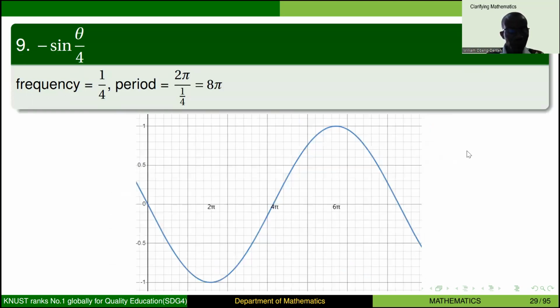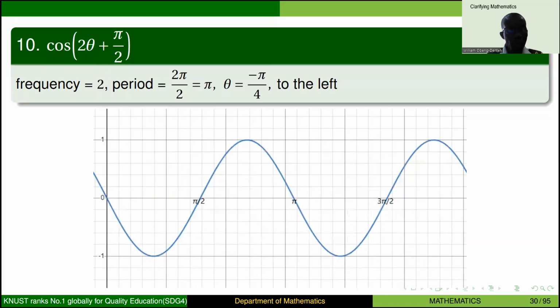That's fantastic. Now I want to sketch negative sine theta on 4. So our frequency will be 1 on 4, and the period will be 2 pi divided by 1 on 4, and that will be 8 pi. So within every 8 pi, we shall get the sine wave over there. Remember, we are dealing with a negative, and so because of that, the graph is inverted. Okay, so that's why we actually have this. So look at it carefully.